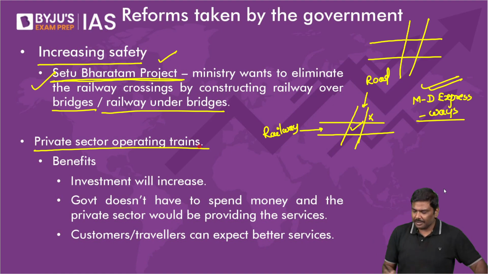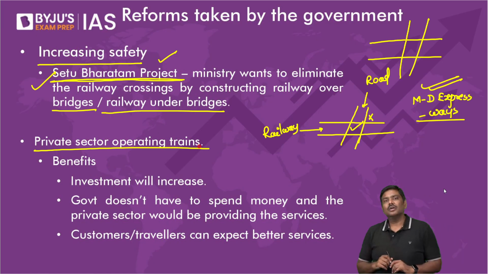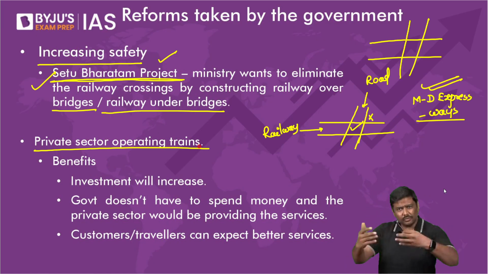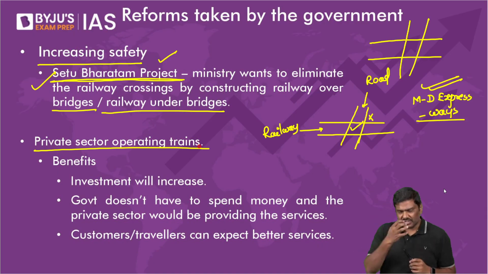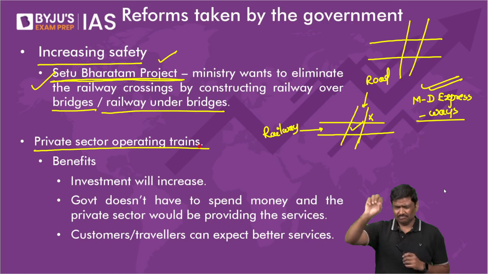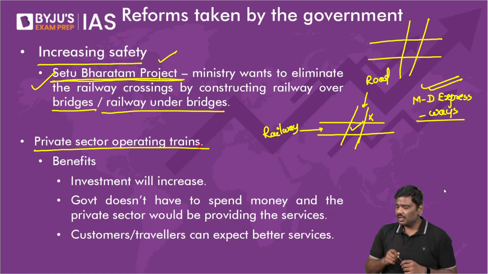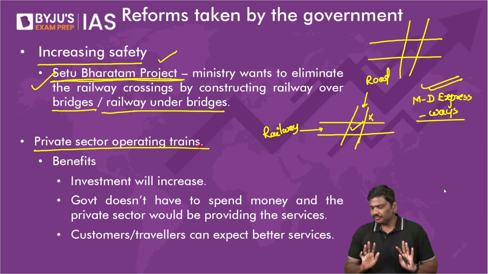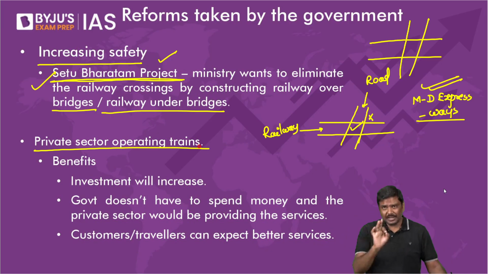Next, private sector operating trains. Last point for the day. Private sector operating trains in India. What is the logic? The Government of India says, I don't have to invest. I will not invest money. The private sector will invest money, take a train on lease, take a train on rental basis and operate these routes. Very simple idea.